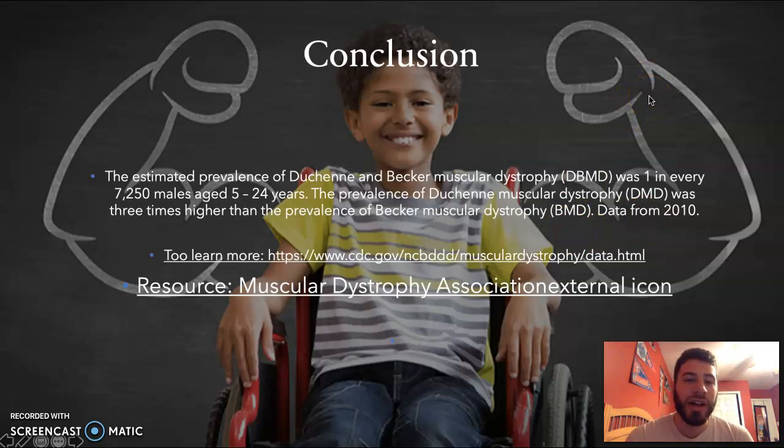So in conclusion, the estimated prevalence of Duchenne and Becker muscular dystrophy was 1 in every 7,250 males from the ages of 5 to 24. The prevalence of Duchenne muscular dystrophy was 3 times higher than the prevalence of Becker muscular dystrophy. And this is data that goes back to 2010.